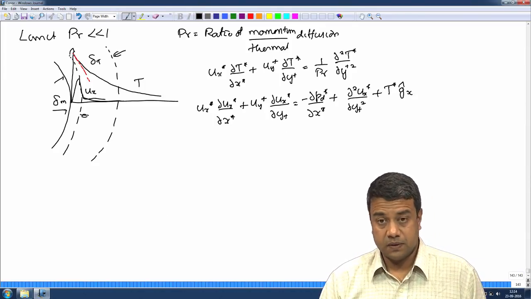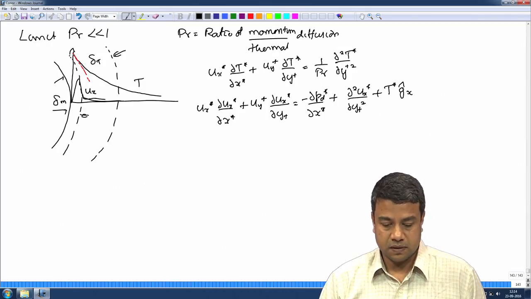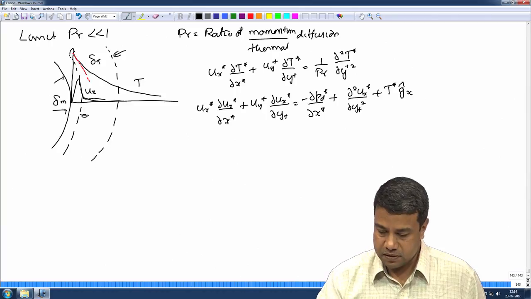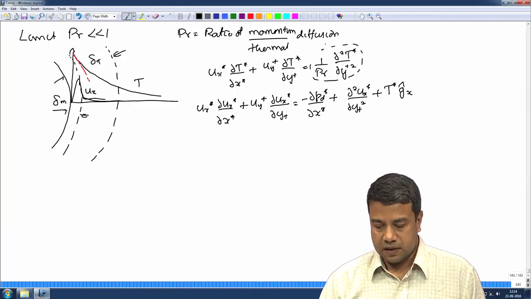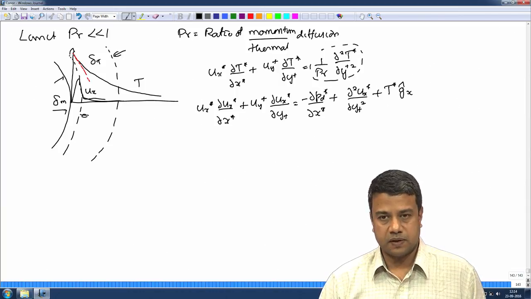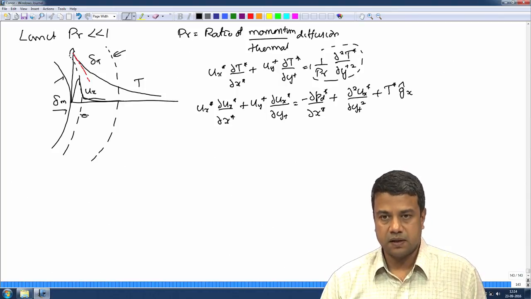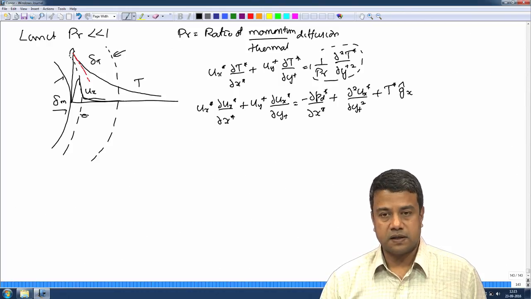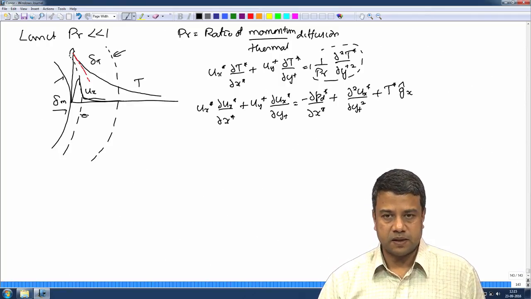Now, I require that in the limit as the Prandtl number goes to 0, there still should be a balance between diffusion and convection within the thermal boundary layer. The thermal boundary layer is much larger in thickness than the momentum boundary layer. That means, in the momentum boundary layer itself, convection and diffusion are of equal magnitude. The thermal boundary layer is much larger than the momentum boundary layer.